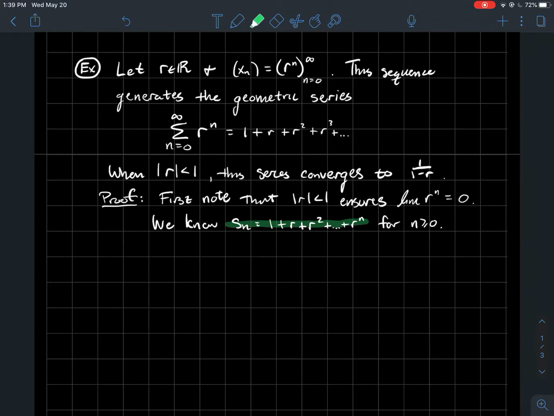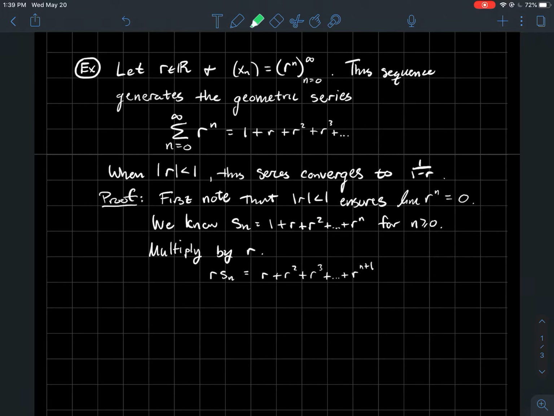So Sn would just be the sum, again, of the first, in this case, n plus 1 terms, since I start at 0, for n greater than or equal to 0. Okay, so what we're going to do is multiply both sides of this equation by r. And what would that do? Well, I'd get r times Sn on the left, and then this guy would become an r, but then everybody else's power here just jumps up by 1. I hope that you see.